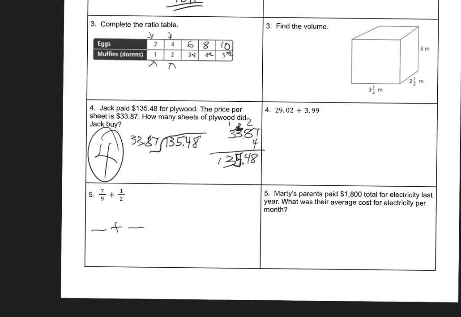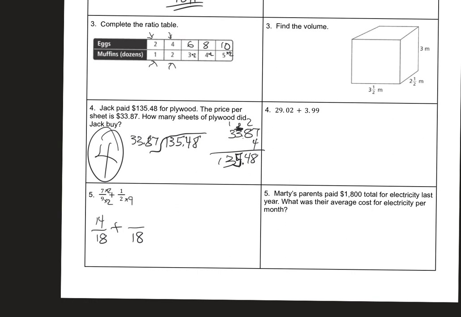I bet you did this wrong. We cannot add fractions unless they have the same denominators. So I'm going to use 18 as my new denominator. 9 times 2 gives me 18. So 7 times 2 gives me 14.